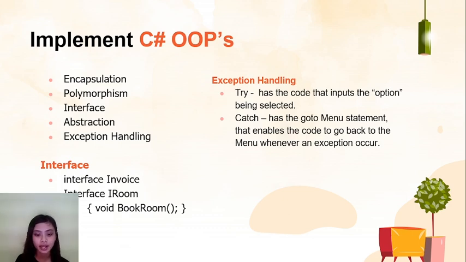Catch. Now when any error occurs in the try block, the catch block is going to handle it. So our catch has the go to menu statement or the return statement that enables the code to go back to the menu whenever an exception occurs. So I use the format exception. It is the general exception, and we can see later in our code how it works.